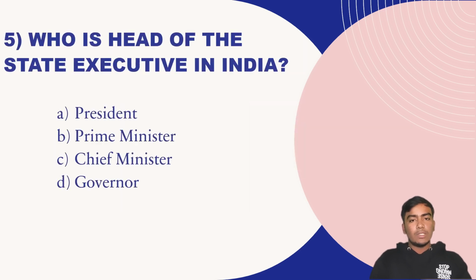So the fifth question is: who is the head of the state executive in India? The options are A, President; B, Prime Minister; C, Chief Minister; and D, Governor. So the correct option is D, Governor.